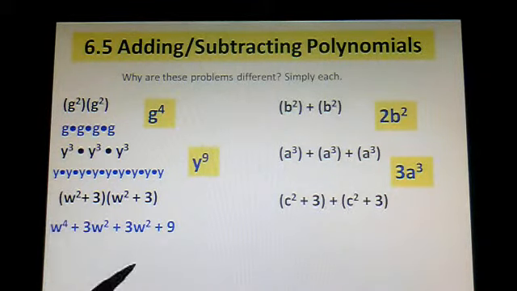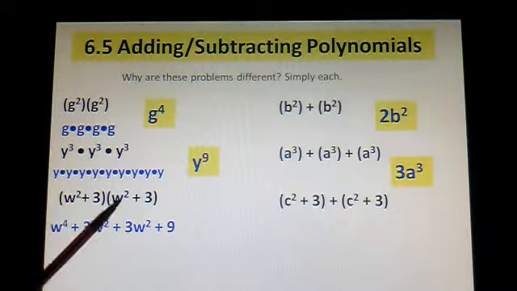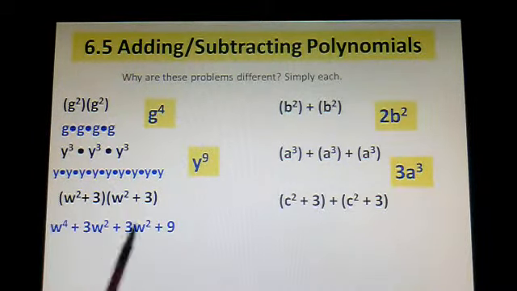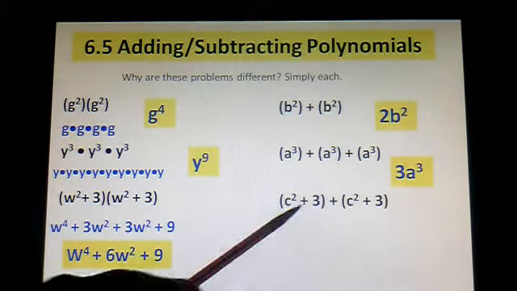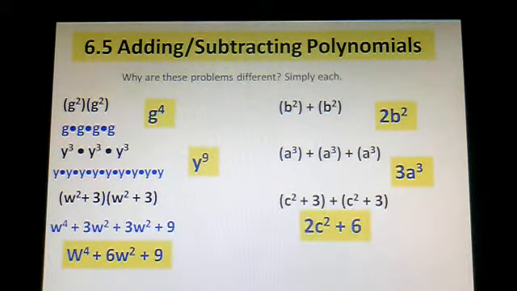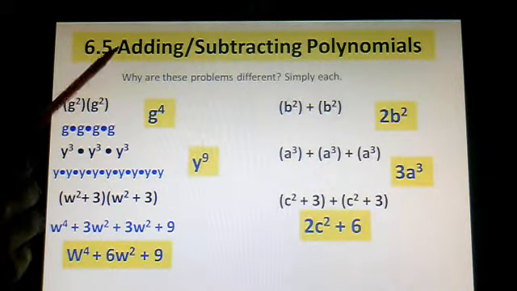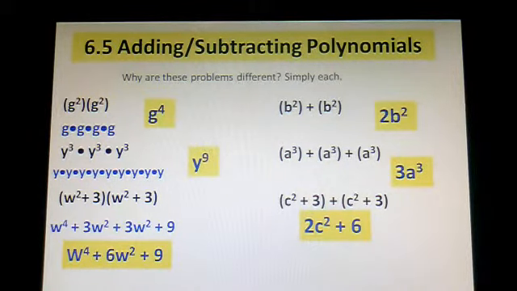So this, you really have to have the skill of getting w to the 2nd times w to the 2nd, knowing that's w to the 4th, which is totally different than adding w squareds. 3w squareds and 3w squareds, 3 plus 3 is 6w squareds on there. So you got to have both skills, multiplication and then a result of addition. And this one is just an addition problem. So I used to teach these in a different order. This used to be something I taught before we did FOIL and before we did multiplication.